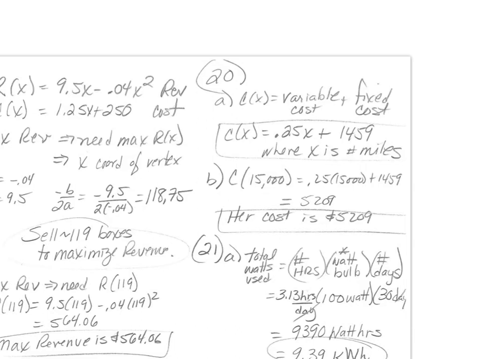Number 20, we've got variable and fixed costs given to us for owning a car. And what are the variable costs? They tell us 25 cents per mile, where X is the number of miles. The fixed cost they give us is $14.59, so that's our function. The next thing they ask us to do, they say Sally drove her car 15,000 miles. What was her cost? Well, X is 15,000, so substitute that in and you get 52.09.